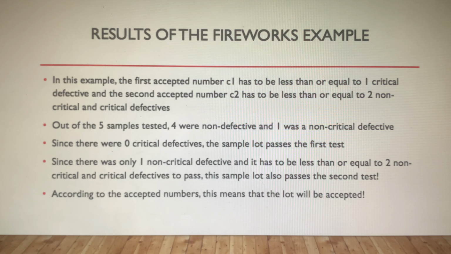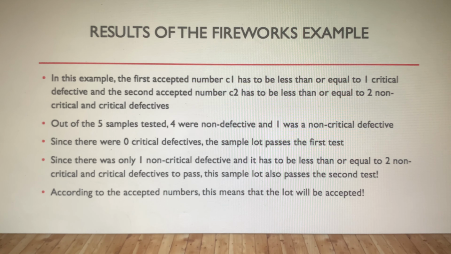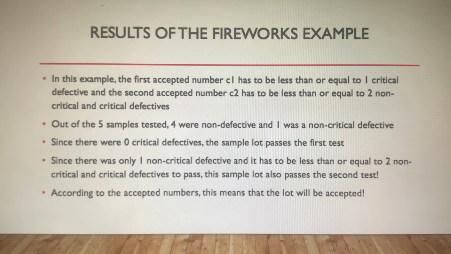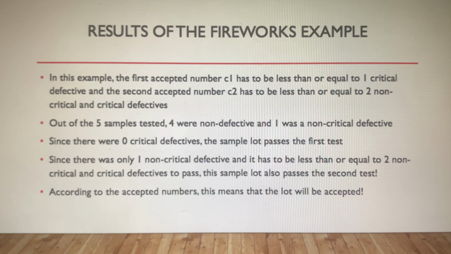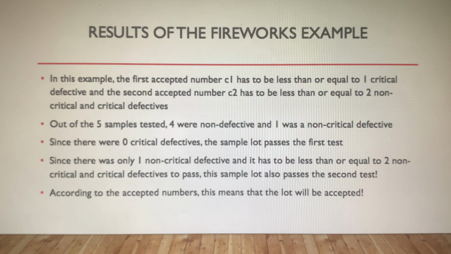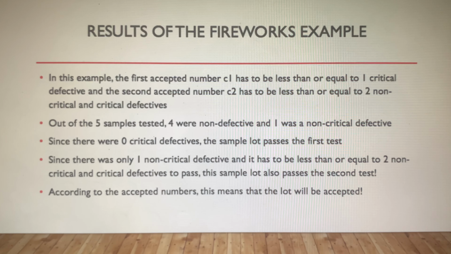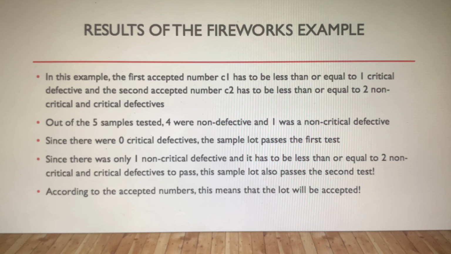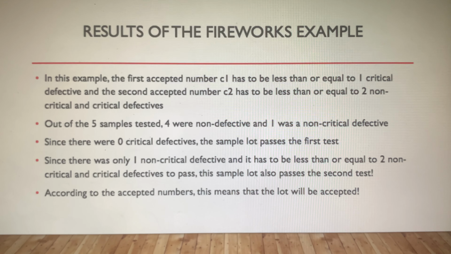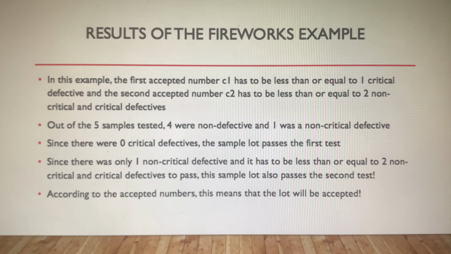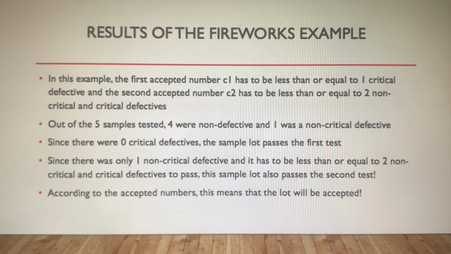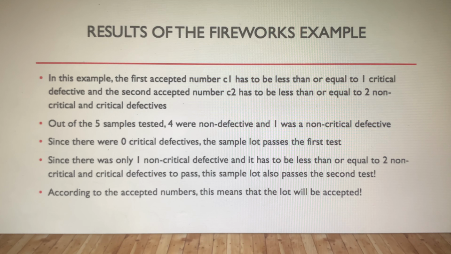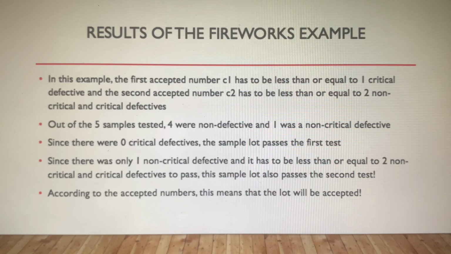The factory decided that the first accepted number has to be less than or equal to 1 critical defective, and the second accepted number has to be less than or equal to 2 non-critical and critical defectives. According to their accepted numbers and the equations from the previous slide, the sample lot passes both tests, and therefore the lot will be accepted. And that's all you need to know about the modified single sampling plan.